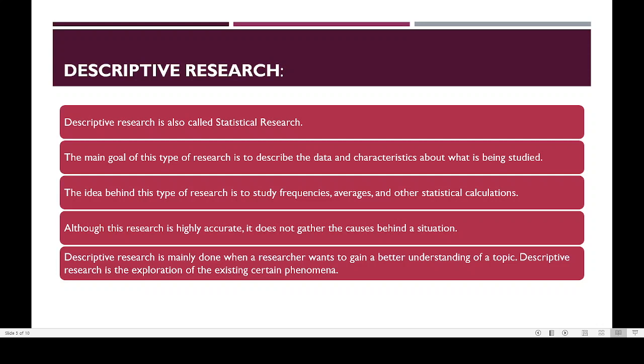Sometimes we call descriptive research a statistical research, because we will be trying to collect as much information as possible about that event. That is why it is known as statistical research. The main goal of this type of research is to describe the data and characteristics of what is being studied. For example, a person studying a city like Cochin city will try to collect as much information as available about Cochin city. If you are studying Delhi city, you will also collect as much information about Delhi city. That kind of research is known as descriptive research.